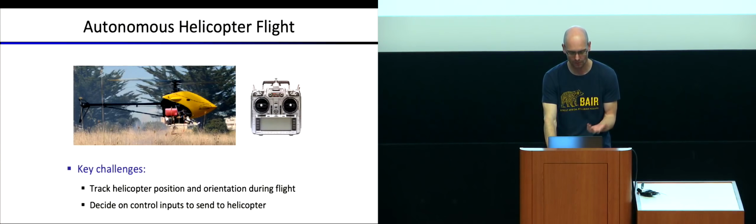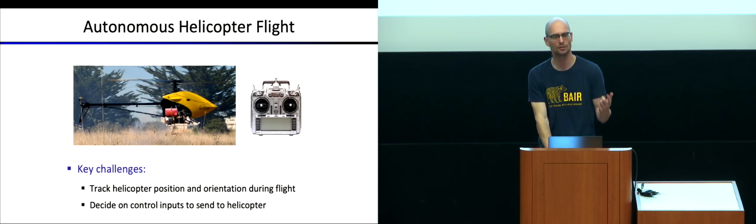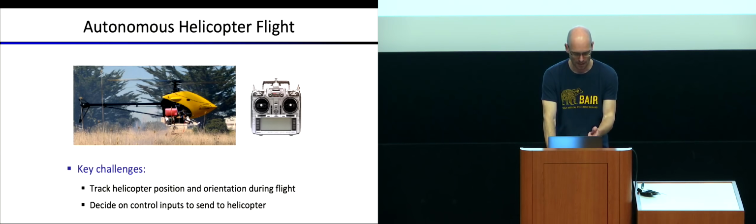Well, what does it mean to fly a helicopter? What are the challenges? There's two key challenges. One is tracking where the helicopter is at any given time, because if you don't know where it is, you're not going to be able to control it very reliably. That ties into things we saw with HMMs. And then the other thing is to decide what to do, what controls to send to the helicopter.